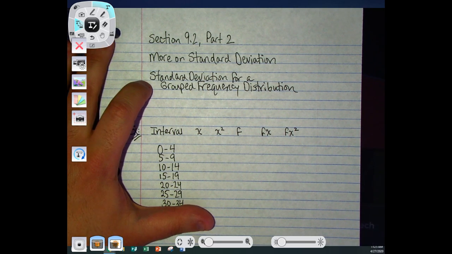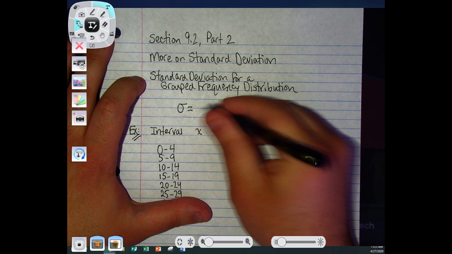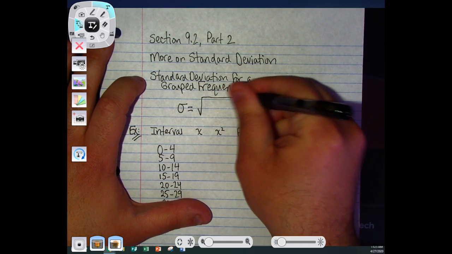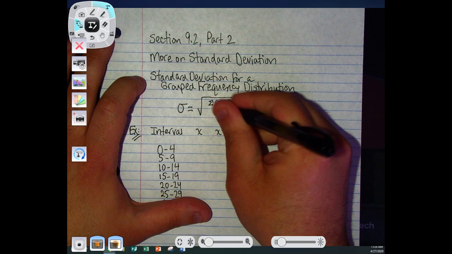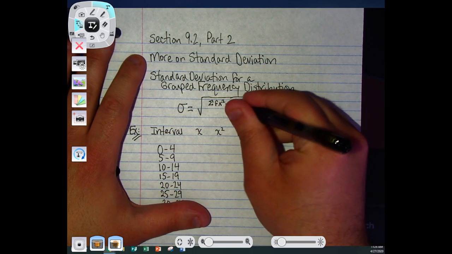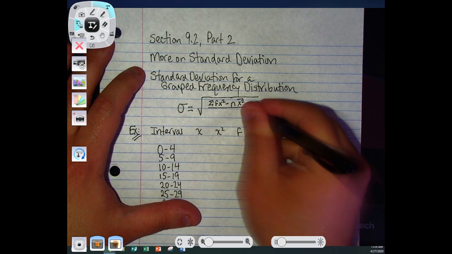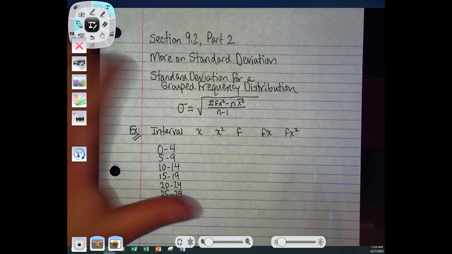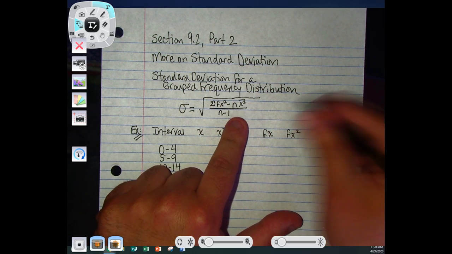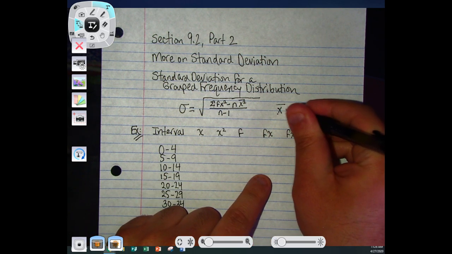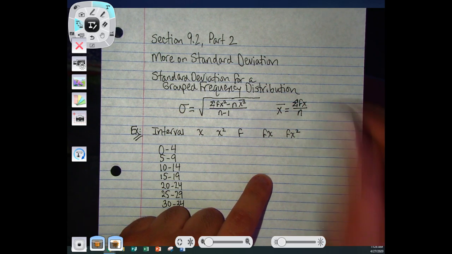To find this standard deviation, we have a formula that we use, and that formula is sigma equals the square root of the sum of all the frequencies times x squared, minus the number of values times x bar squared, over the number of values minus 1. Again, the big thing here is this x bar. Remember, to calculate x bar for a grouped frequency distribution, we find the sum of all the frequencies times x divided by the number of values.